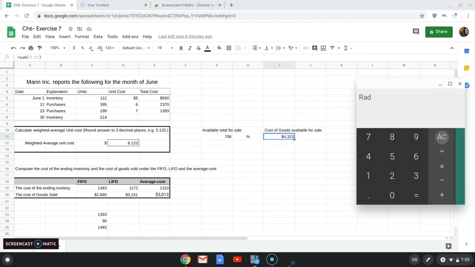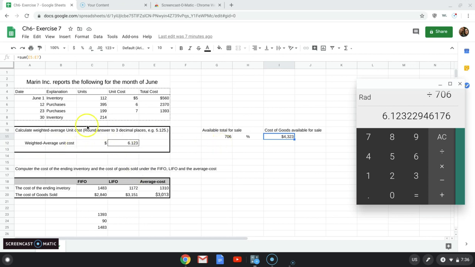So we're going to get our calculator. I could also do this in Excel, but just so everyone can see, I'm going to take the total cost of goods available for sale divided by 706, and that equals 6.123 and the rest of the numbers. So dividing these two gives us the weighted average unit cost.